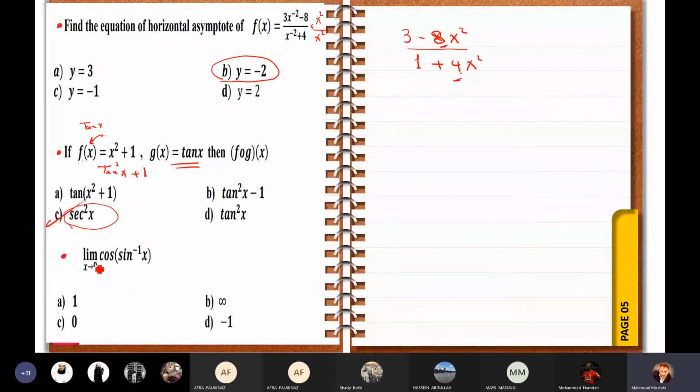Okay, now find the limit as x approaches 0 of cosine inverse sine of x. I have to first find the limit of inverse sine as x approaches 0, which is 0. Now find the limit of cosine 0, or find cosine 0. Cosine 0 is what? 1.